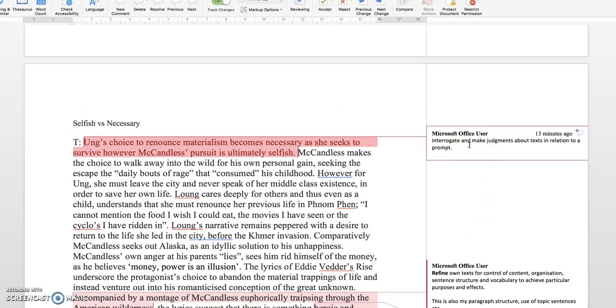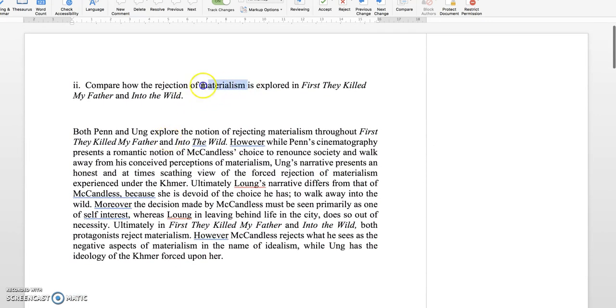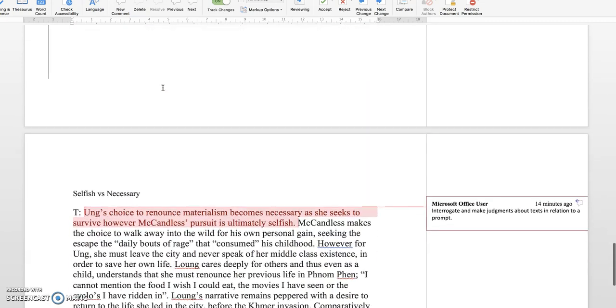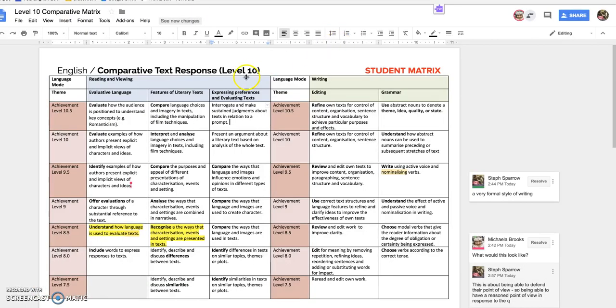Interrogate and make judgment about text in relation to the prompt. I've made a judgment here because I've said Ung's choice to renounce materialism is necessary. Necessary is a judgment. It is a word that connotes a specific idea, okay? McCandless's pursuit is selfish. Necessary versus selfish, okay? I have made judgment about each text, but more importantly, I've done it in relation to the prompt. I haven't just said I like it or I haven't liked it. I've talked about the rejection of materialism. I have said specifically that the rejection of materialism is necessary for Ung and it is selfish for McCandless. Very specific there, okay? So that's covered everything under reading and viewing.